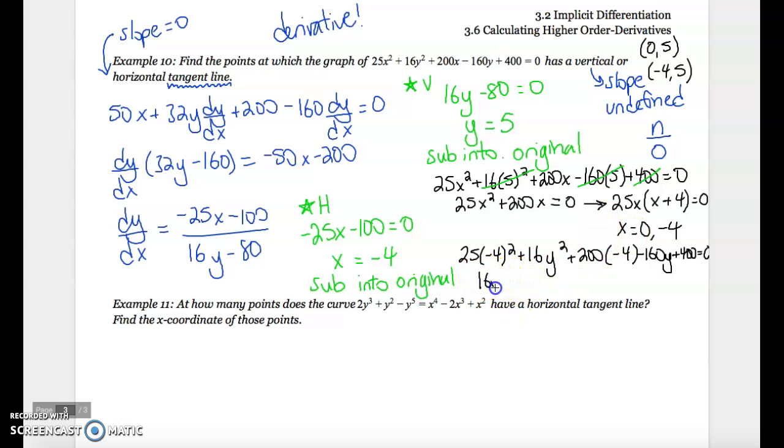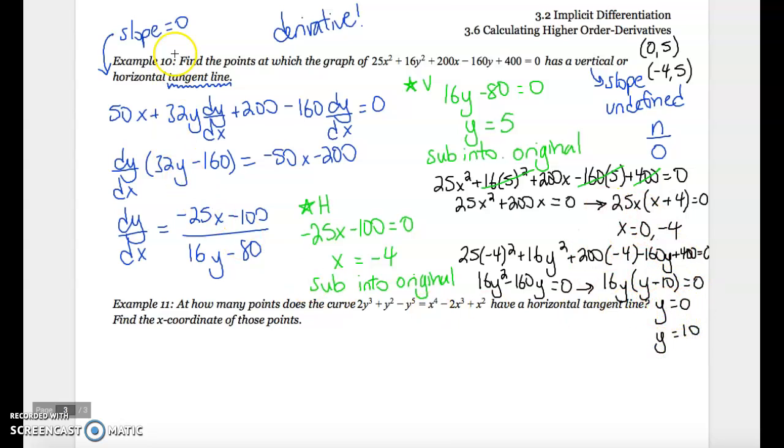We end up with 16y squared minus 160y. And then if I plug in those numbers, 25 times -4 squared plus 200 times -4 plus 400, believe it or not, we get 0 again. So then you would end up with, pulling out the GCF, 16y times y minus 10. So then we have these y values. These are the other y values that would make my slope equal to 0. I'd have a horizontal tangent line. So y equals 0 and y equals 10.